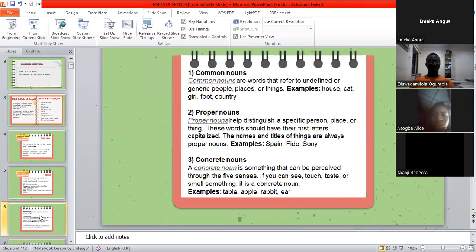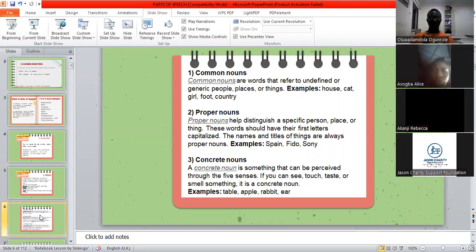So now we have different types of nouns. The first one we'll be discussing is the common nouns. These are nouns that refer to undefined or generic people, places, or things. That is, we are talking about things that have general names, like house, cat, girl, food, country. So there are so many things that have general names.